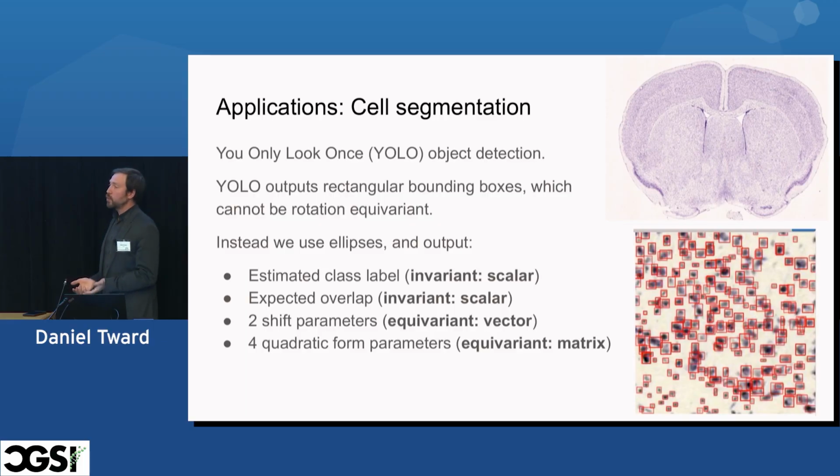So we modified this to output ellipses instead of rectangles. And we output a few different parameters: the type of cell, which is an invariant, the expected overlap of our bounding box with the cell, which is an invariant. We output two shift parameters: where should the ellipse be, which should transform like a vector. And we output a 2x2 matrix, which is a quadratic form defining that ellipse. And this quadratic form should transform like a matrix behaves under a change of basis. So there's a rotation matrix acting on the left and the transpose acting on the right.